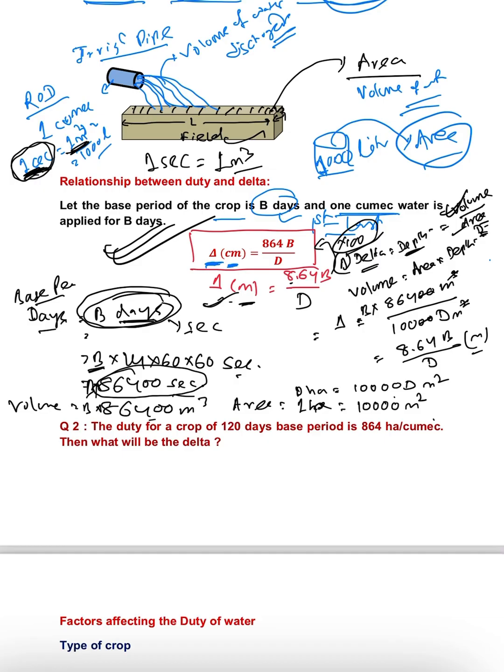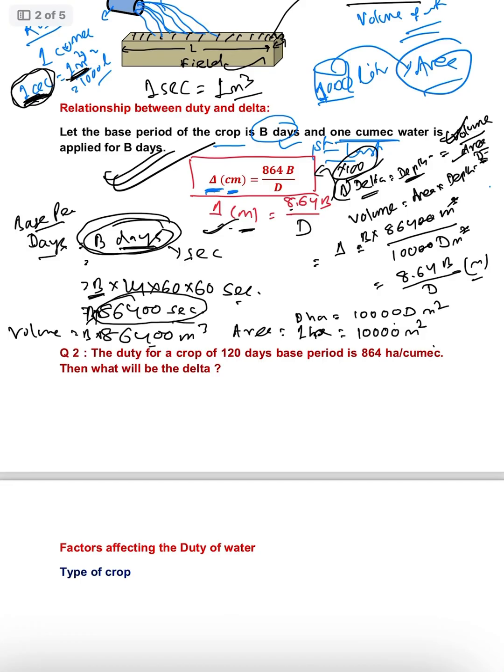So delta is equal to 8.64 B by D in terms of meter, or 864 B by D in terms of centimeter. Okay, then next coming to the question. Duty of crop is a crop of 120 days base period. So B is equal to 120, and what is the duty? Duty is already given. Duty is 864 hectare per cubic.